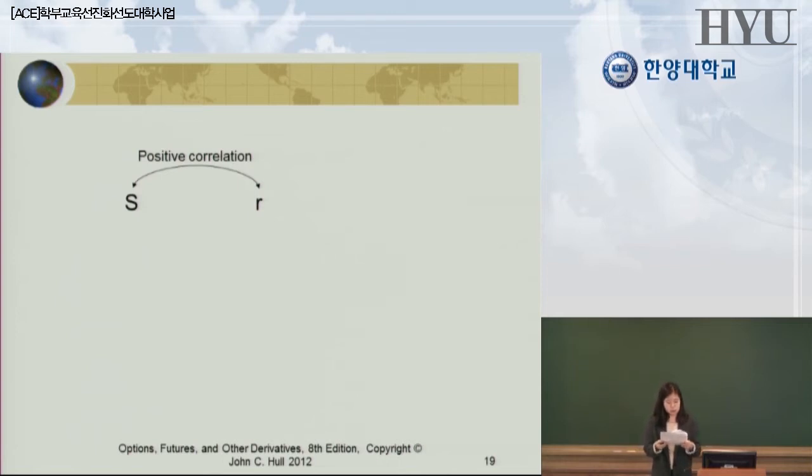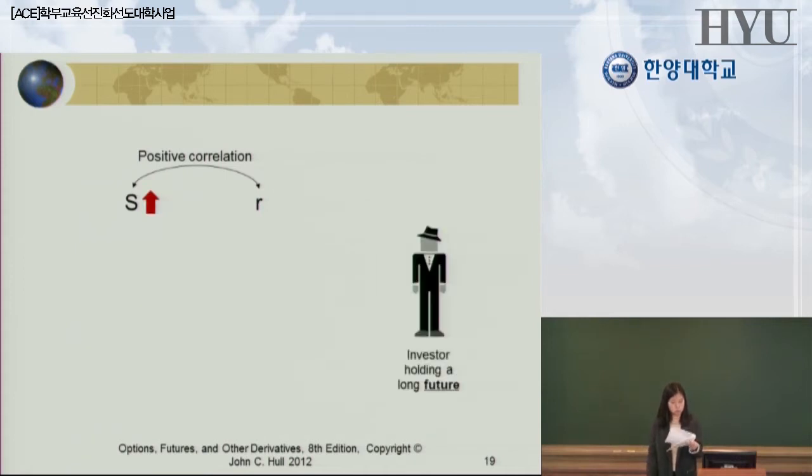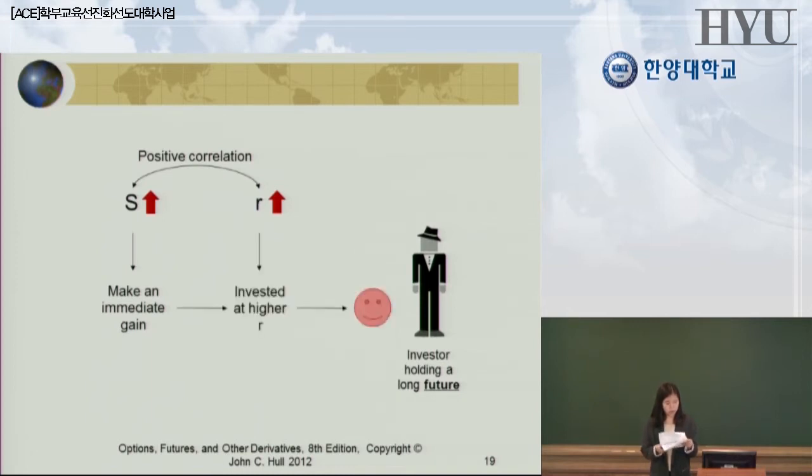To be specific, consider the situation where the price of the underlying asset S is strongly positively correlated with interest rate R. When S increases, an investor who holds a long futures position makes an immediate gain because of the daily settlement procedure. The positive relation indicates that it is likely that interest rates have also increased. The gain will therefore tend to be invested at a higher than average rate of interest.